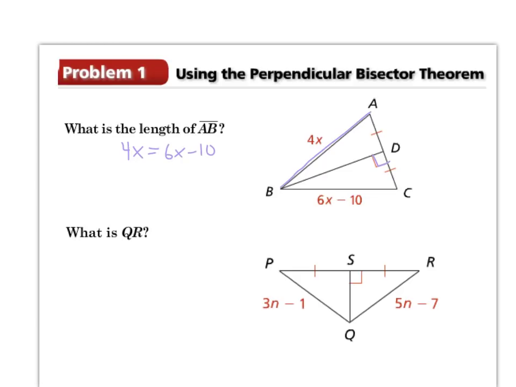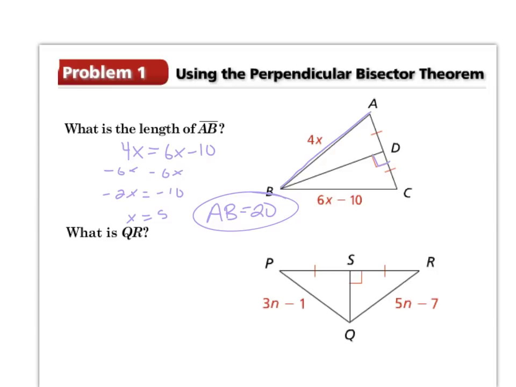We can solve this. It's just a two-step equation. Subtract 6x from both sides. Negative 2x equals negative 10. Divide by negative 2, and we get x equals 5. Now, that's not the length of AB. It still wants to know the length, so we need to plug that 5 in. 4 times 5 gives us AB has a length of 20. Okay, so that's using our perpendicular bisector theorem to answer that question there.